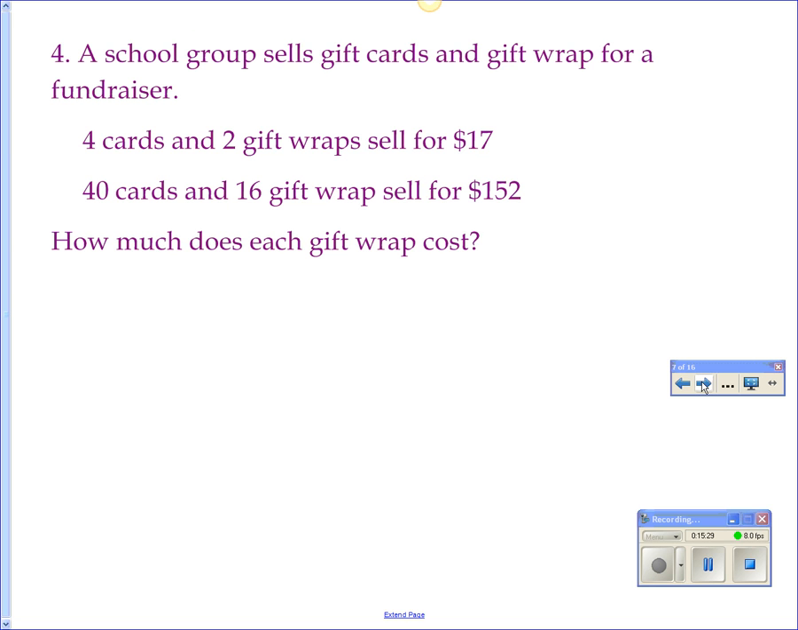Okay. Number 4, a school group sells gift cards and gift wrap for a fundraiser. 4 cards and 2 gift wrap sell for $17. 40 cards and 16 gift wrap sell for $152. How much does each gift wrap cost? Chase, what I want you to do first. What is X and Y going to be on this one?